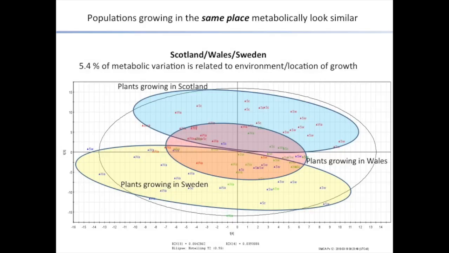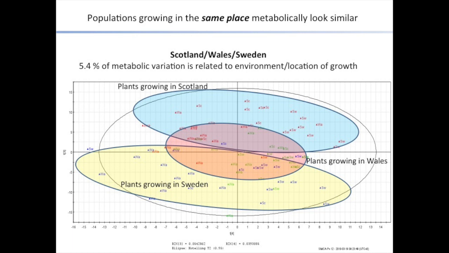So that's what happens in the lab. When we actually look at samples in the field, the only way to prove that some of these metabolic pathways are a result of local adaptation is to do reciprocal transplant studies in the field. So you take plants from Sweden, grow them in a Welsh environment, and take the Welsh plants, grow them in a Swedish environment, and so on. And you keep reciprocally transplanting all these populations around Europe.